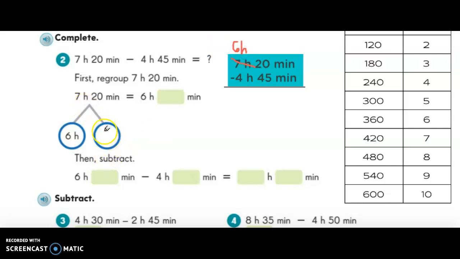Now if we're thinking about that, an hour is 60 minutes, but we can't forget about what's already there. We already have 20 minutes. So then we need to add these together to now have 80 minutes. And then we can subtract. So we regrouped to now have 6 hours, 80 minutes. So then we're ready for that final step.